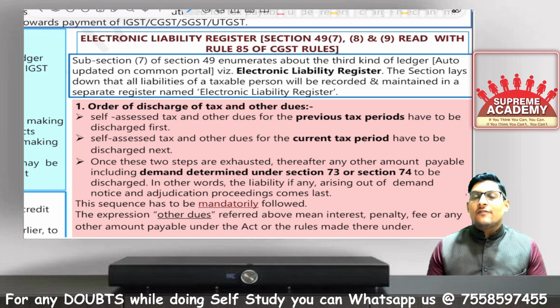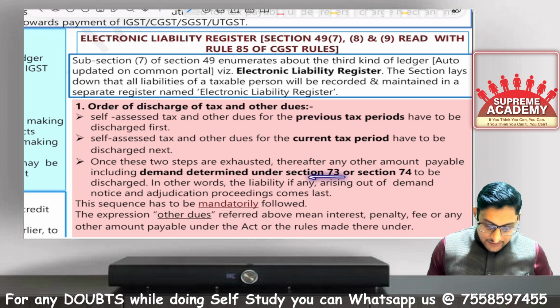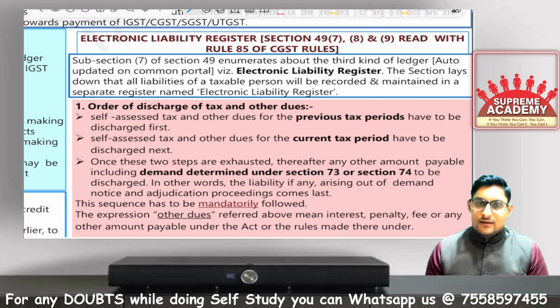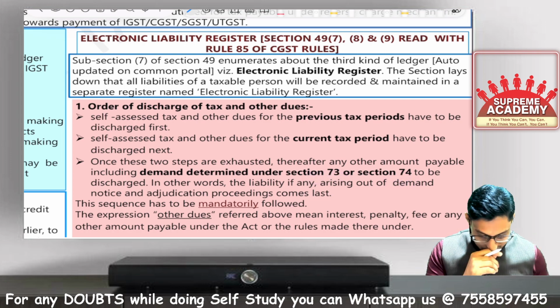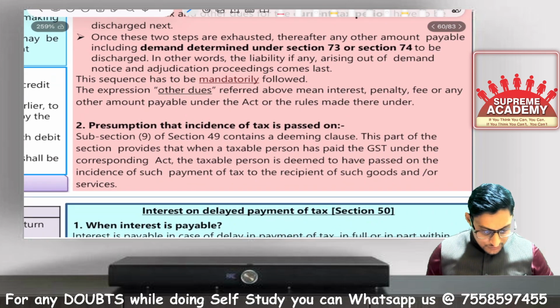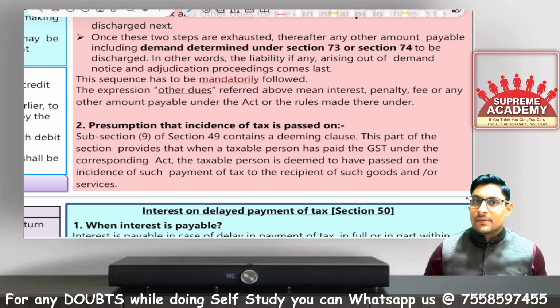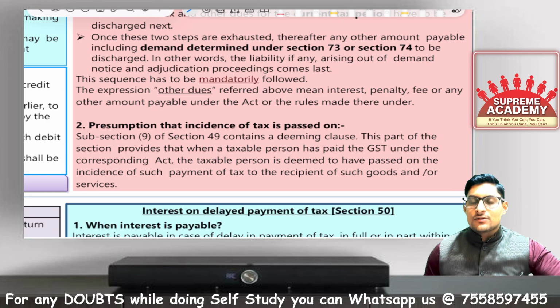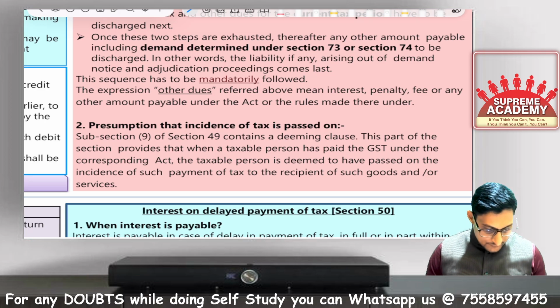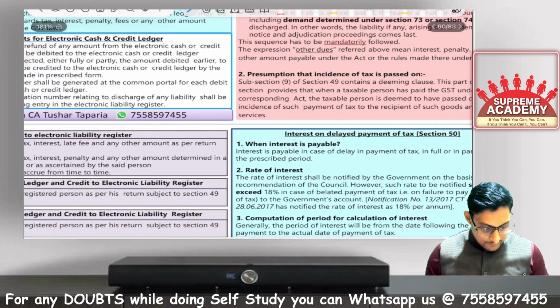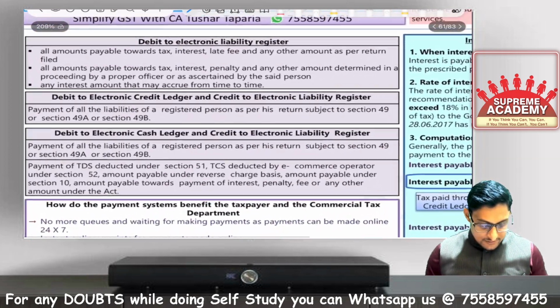And after that, if balance is available, then interest, late fee, penalty, demand, recovery, and other amounts will be discharged using the balance. So these are the things, and this is the mandatory sequence. This sequence is very compulsory. First of all, previous tax period dues, then current tax period dues, and then the other amounts. Yes. So this is all about the electronic liability register.